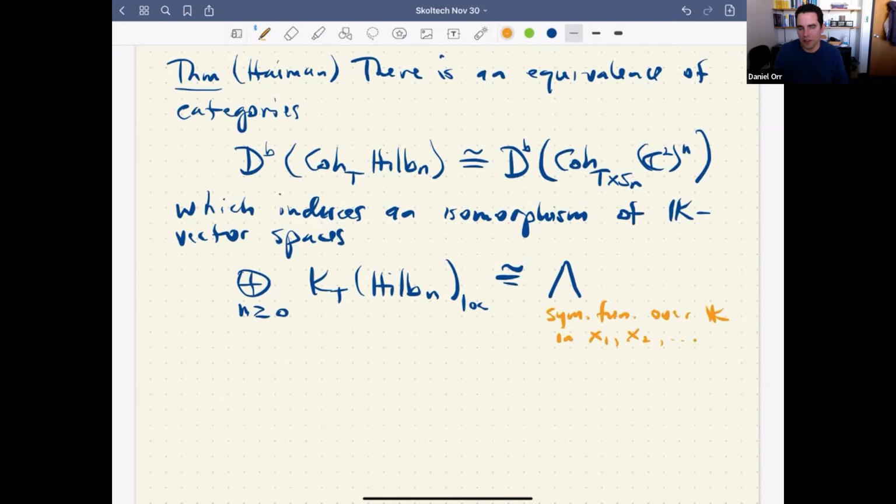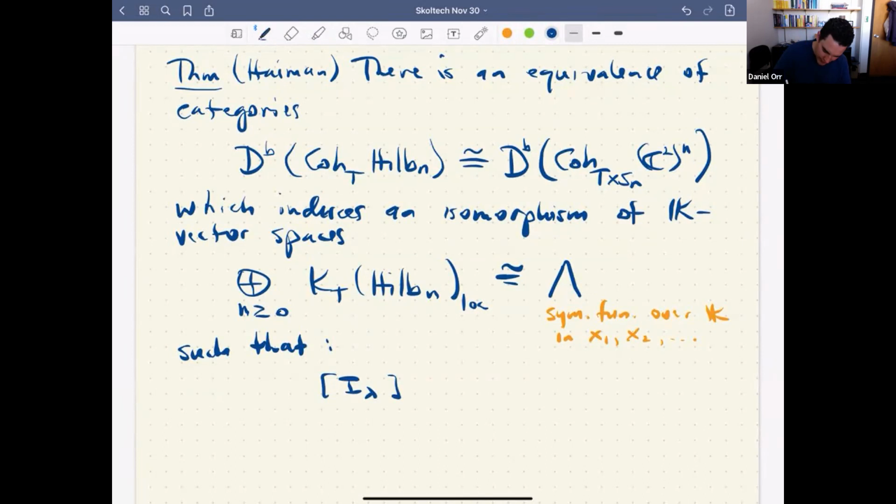And so maybe this is the final punchline that really makes what I'm saying Haiman's theorem: such that this is the class of the fixed point. So you have this T-fixed point, you have the skyscraper sheaf at that fixed point, and these elements give you a basis for the localized K-theory. So this is sent to what's called H tilde lambda. And this is another version of P lambda.